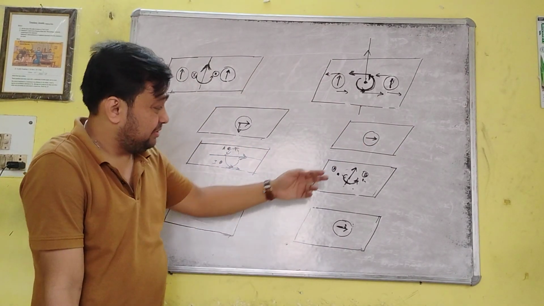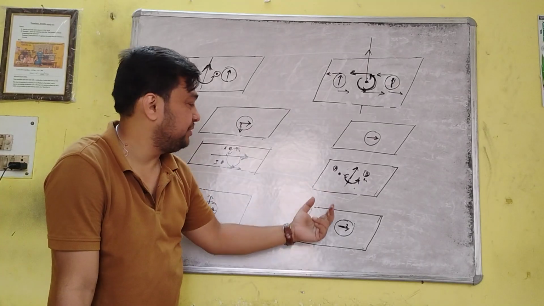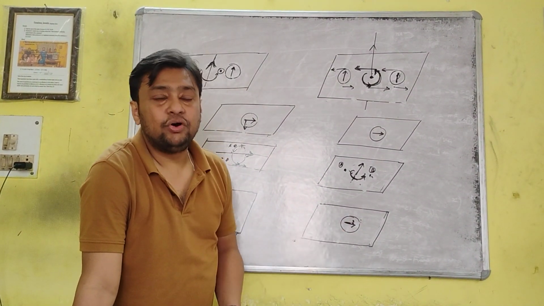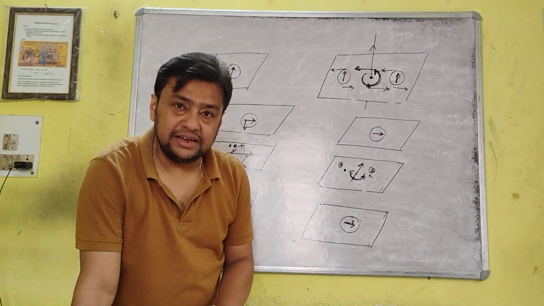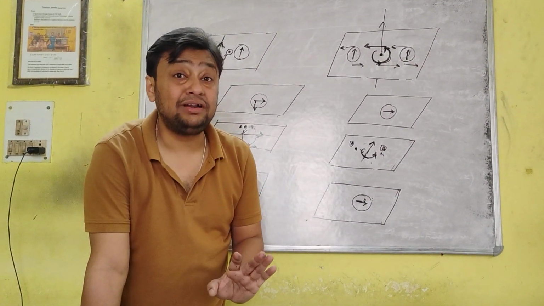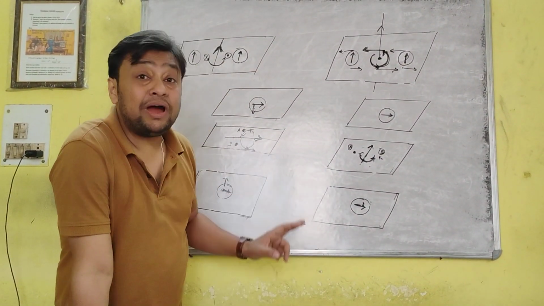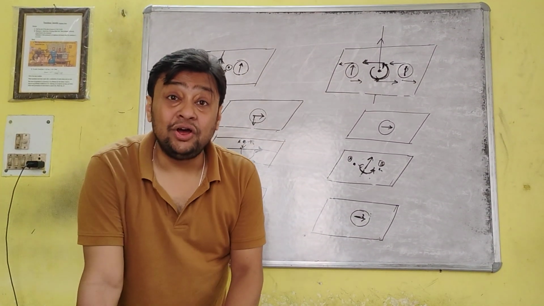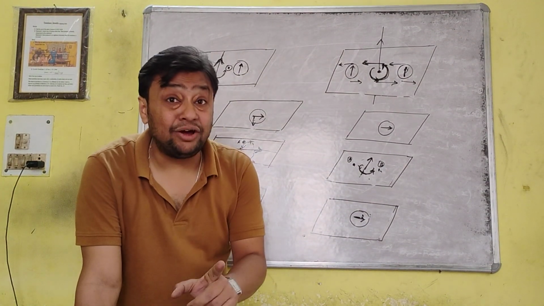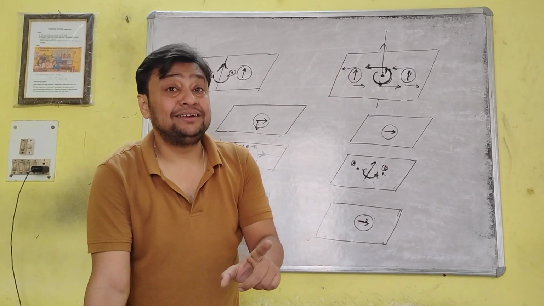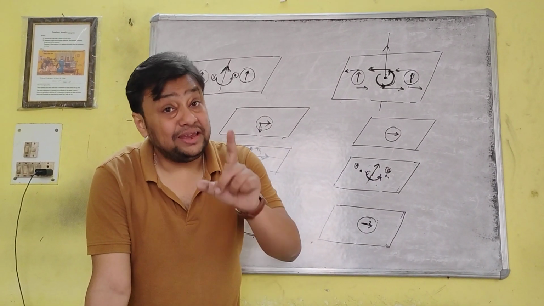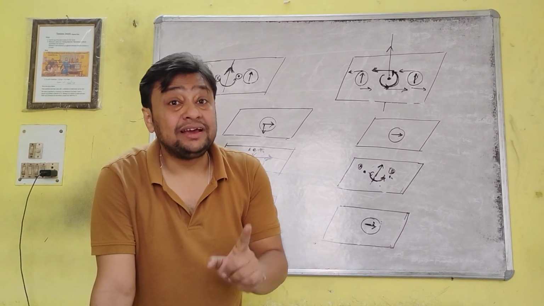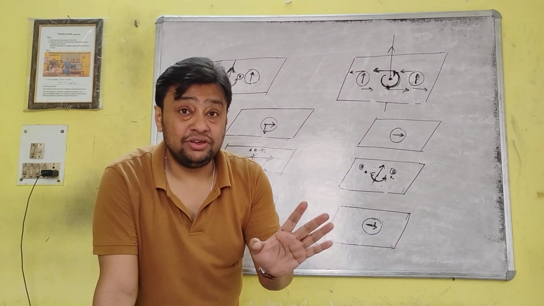And according to that, if the current direction changes, obviously the direction of the deflection will also change. Clear? The main thing is that you have to consider the plane of the magnetic field, or the plane of the tangent drawn in the direction of the magnetic field. That will clear your confusion.